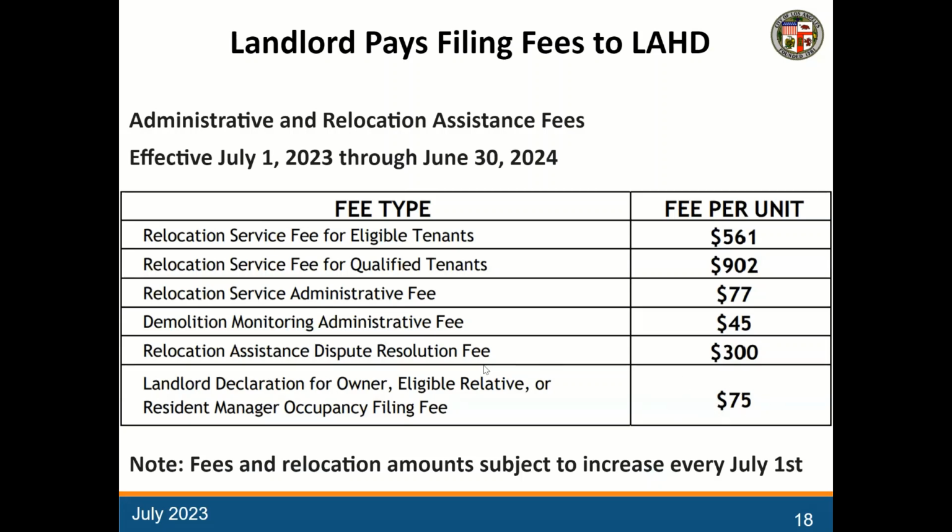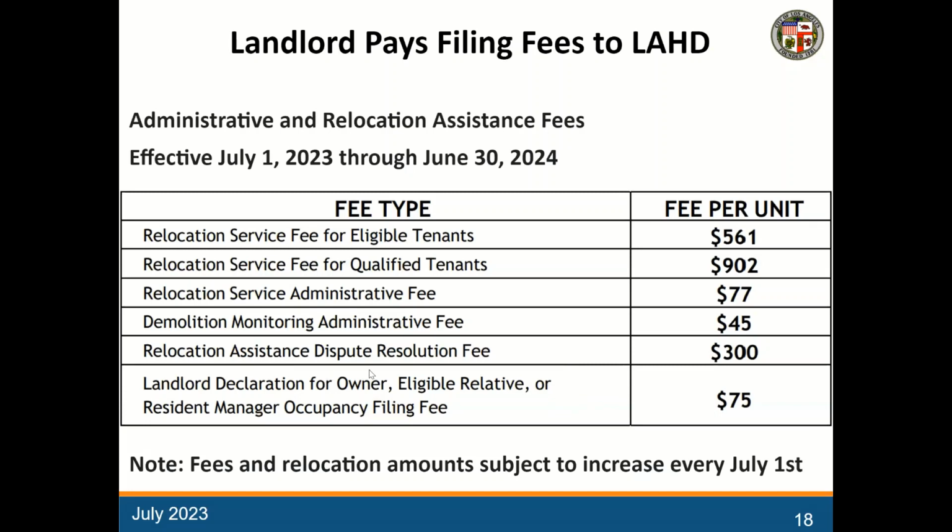There is a $75 fee for owner, family, or manager occupancy evictions. The $75 is for the purpose of doing the protected tenancy review, which you can read about in the website, one of the websites that will be provided to you at the end of the slides. And that applies to RSO and JCO units.